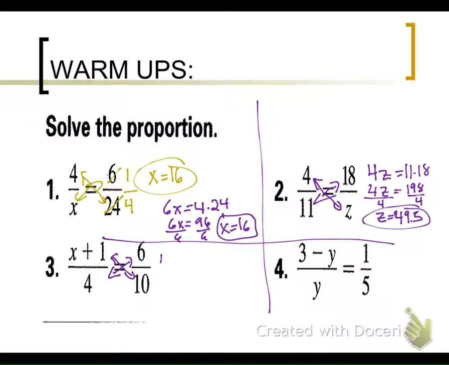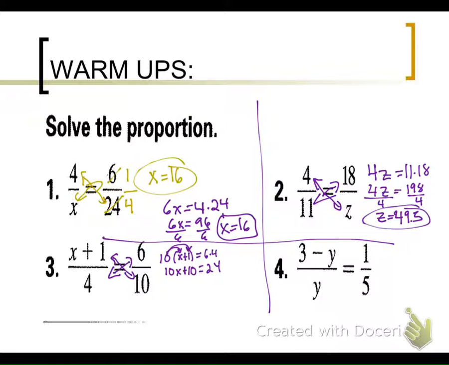We see we end up with 10 times the quantity of x plus 1. This is the number one error, is you guys not putting parentheses. So 10 times x plus 1 equals 6 times 4. I'm now going to distribute. So that means I'm just going to spread that to both of them. I end up with 10x plus 10 equals 24.